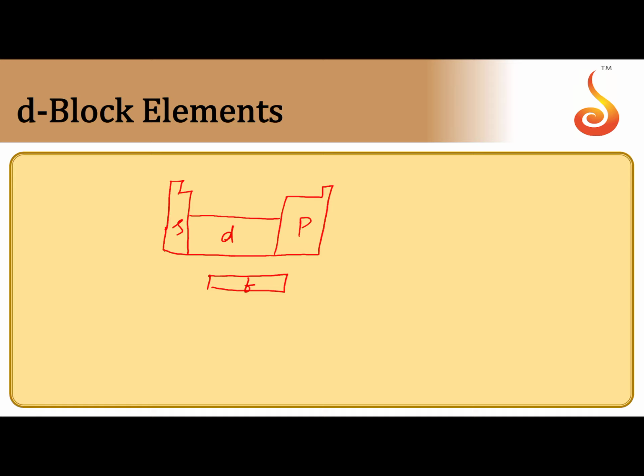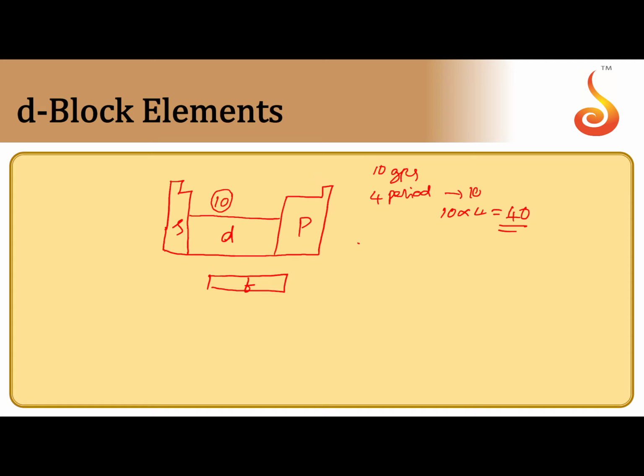In D block, a total of 10 groups are present in 4 periods, 10 groups and 4 periods. In each period, 10 elements. So, 10 into 4, a total of 40 D block elements are there.